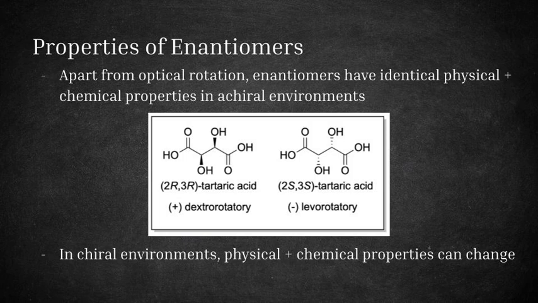This is because the spatial arrangement of atoms in the enantiomers allows them to interact differently with other chiral substances. For example, in a chiral solvent, one enantiomer may form stronger interactions with the solvent molecules than the other, leading to differences in solubility. Similarly, if a chiral catalyst or reagent is present, enantiomers can react at different rates or show different affinities, such as binding more strongly to a chiral catalyst.